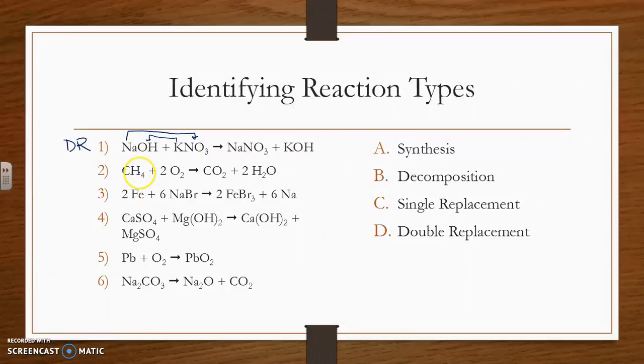Okay, and this next one, oh, that's not fair. That's a combustion reaction. We haven't covered that yet. Let's take that one out. Sorry. Okay, number 3, we have Fe plus NaBr. Did Fe attach itself to the Br on the other side? Yes. Why would it attach itself to the Br? Because it has to be a positive and a negative, so this would be a single replacement reaction. Okay, number 4, Ca attaches itself to the OH. Mg attaches itself to the SO4, double replacement. In this one, there's only one product, so it has to be a synthesis.